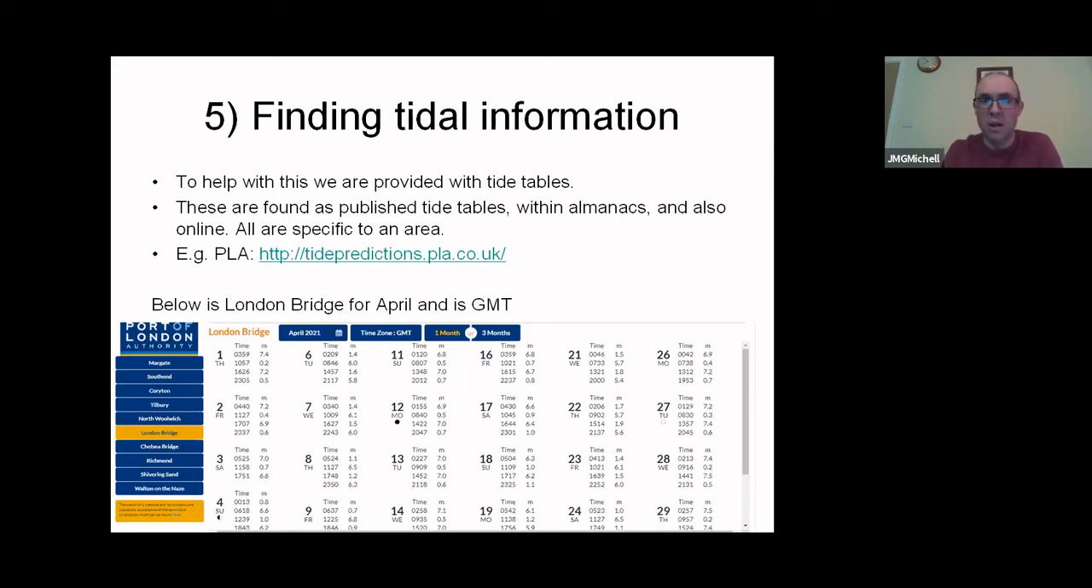So this is effectively what they look like, and I'll take you more closely through how we use them. But you can see on the very left-hand side, because the Port of London Authority covers quite a large area, you could choose the tide times for Margate, Southend, Corringham, wherever that is, Tilbury, North Woolwich, London Bridge, Chelsea, Richmond, Shivering Sands, which is down in the estuary, and Walton on the Naze. So you can choose the one that's relevant to where you are planning to be sailing. So I always choose London Bridge for the very simple reason that Erith is half an hour before London Bridge. So it's very easy to correct the time.